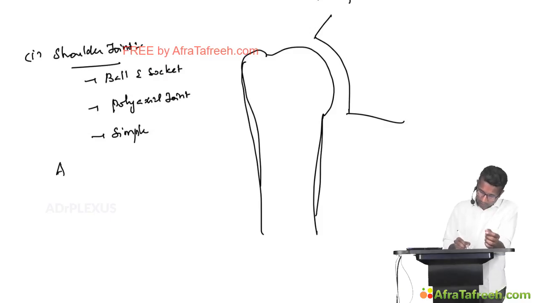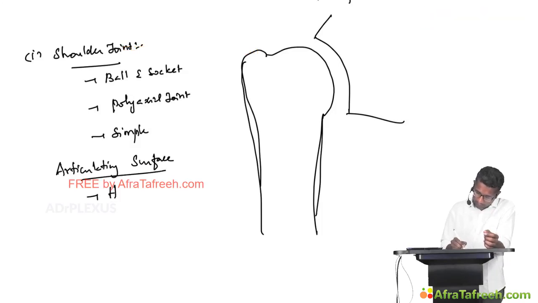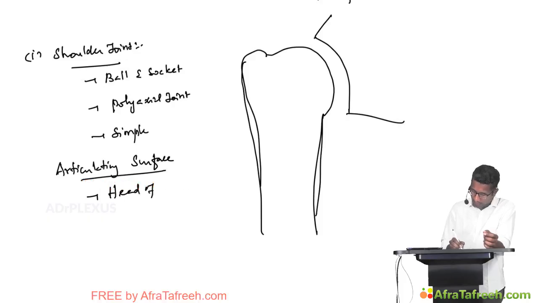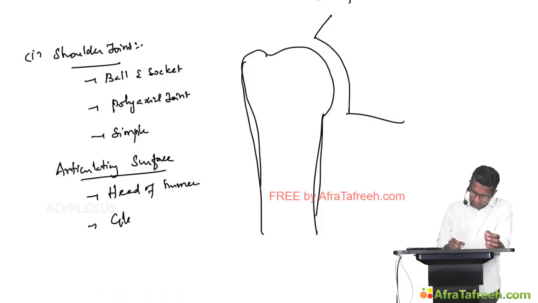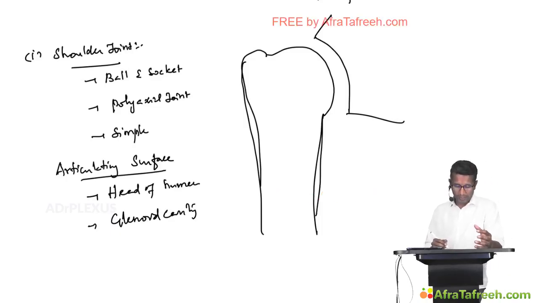So what are the articulating surfaces here? One is the head of the humerus, and another one is the glenoid cavity. These are the articulating surfaces. Now, as you all know, the shoulder joint is a weak joint.